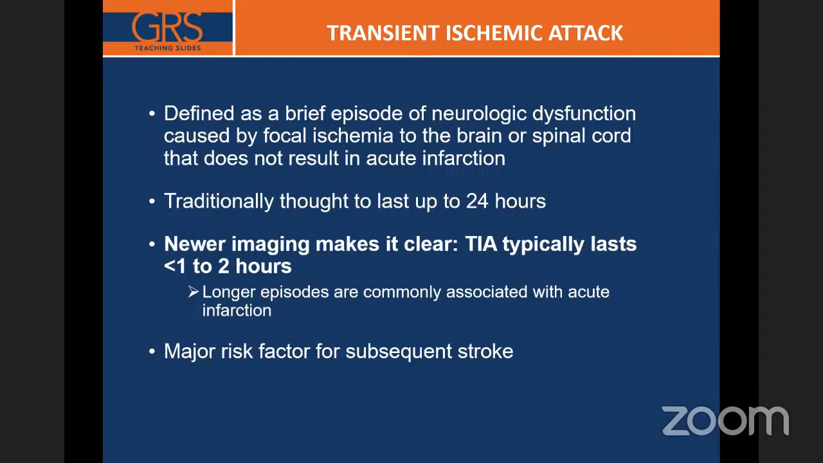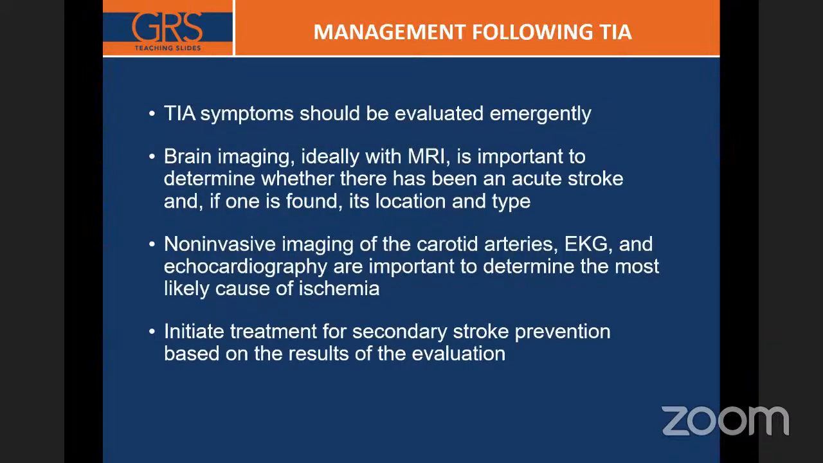Transient ischemic attack is defined as a brief episode of neurological dysfunction caused by focal ischemia to the brain or spinal cord that does not result in acute infarction, traditionally thought to last up to 24 hours. Neuroimaging makes it clear that TIA typically lasts less than 1 to 2 hours. Longer episodes are commonly associated with acute infarction. It's the major risk factor for subsequent stroke.